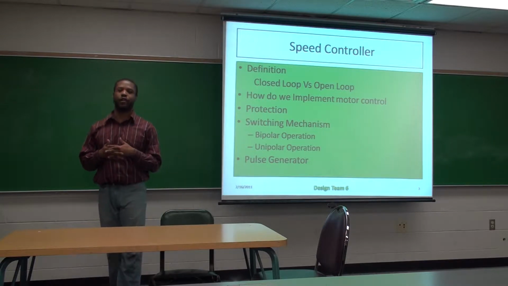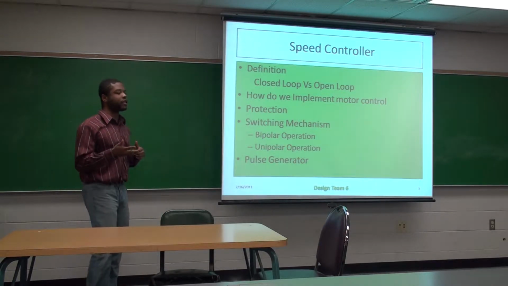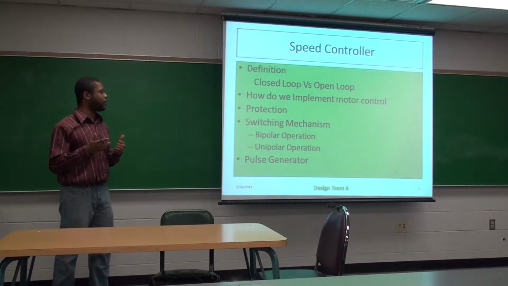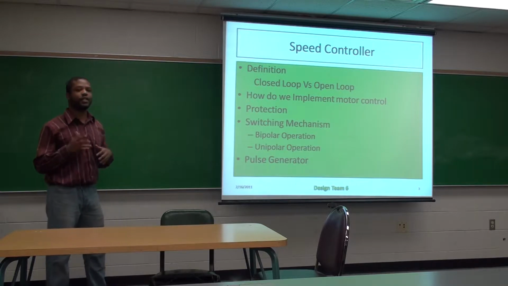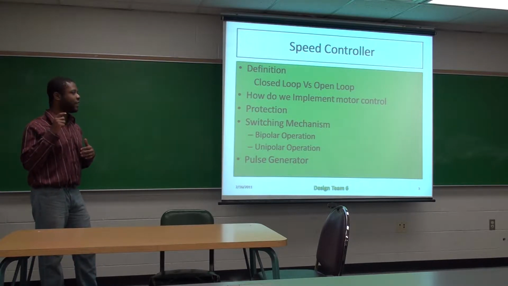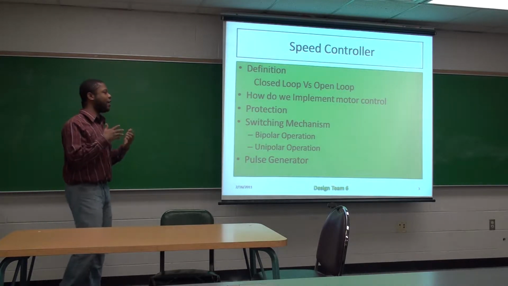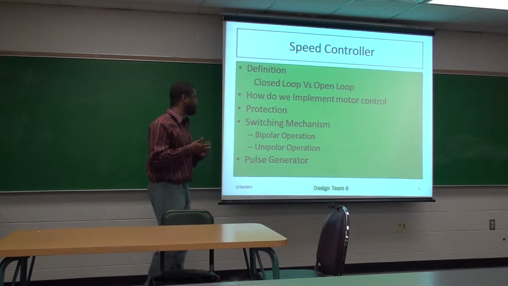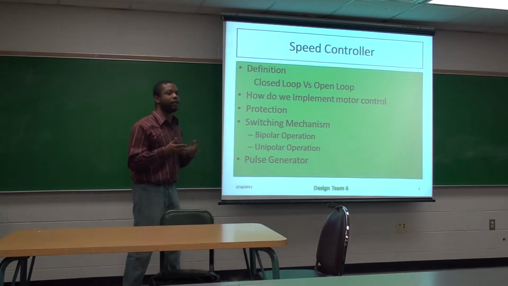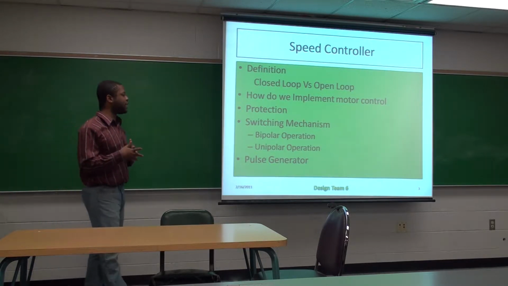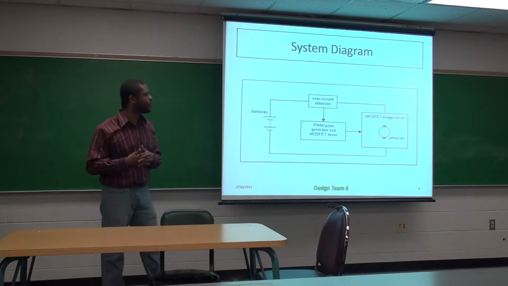Well, you need some type of protection. In our case, overcurrent protection. You need some switching mechanism, because the way you control a DC motor is by switching it on and off. So we need some sort of switching mechanism. We'll use an H-bridge, and an H-bridge can operate in a bipolar mode or a unipolar mode. We also need a pulse generator to generate the pulses.